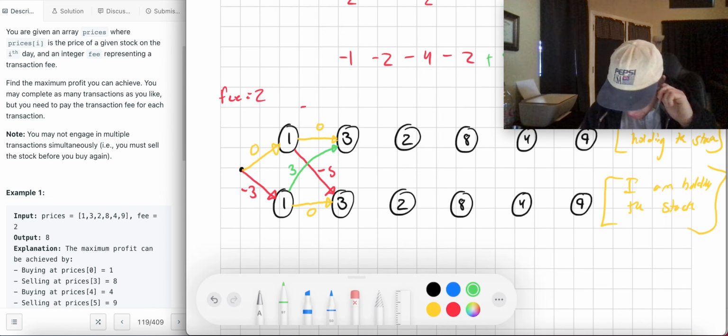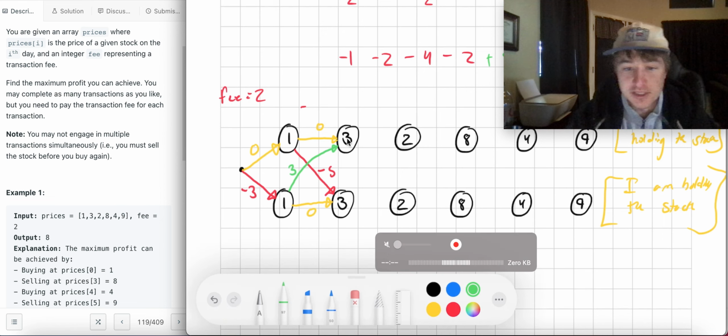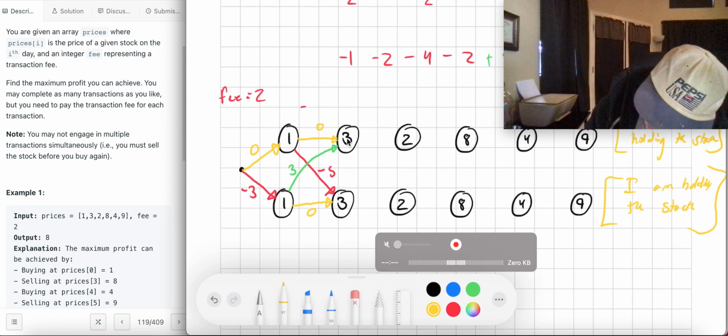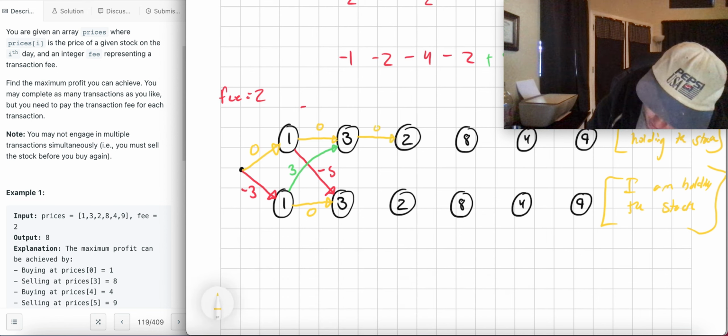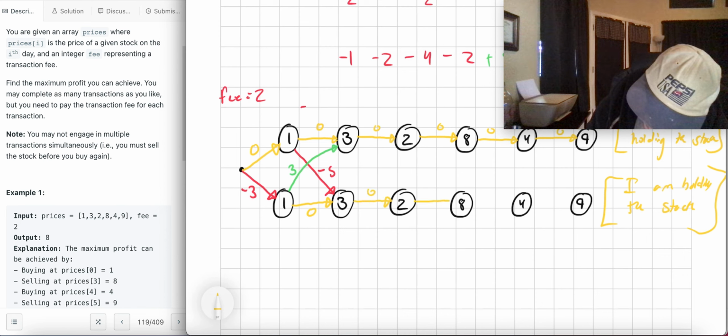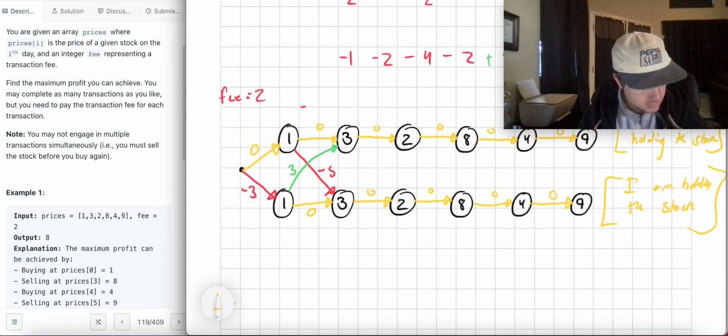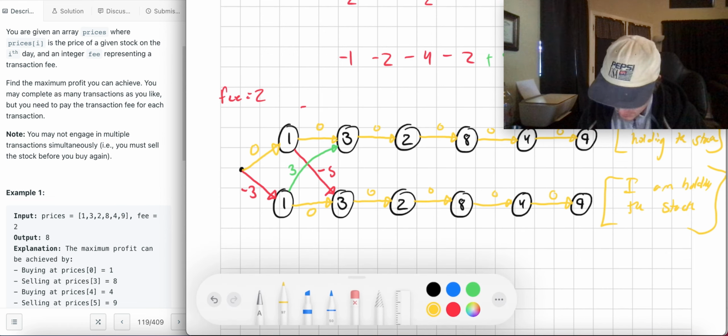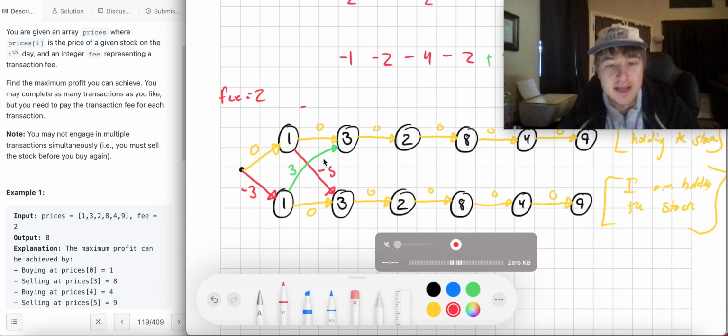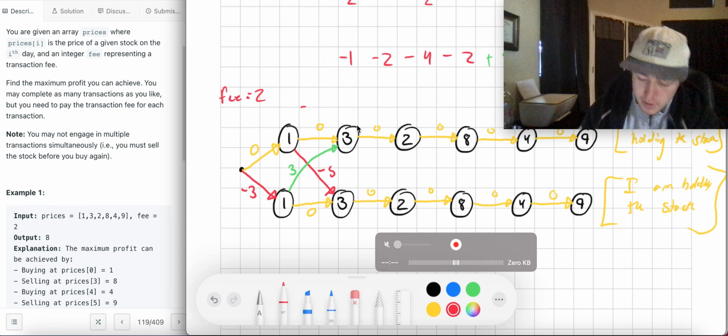When I'm at 3, well, I'm not holding the stock. So either I can continue to decide to not hold the stock. At any node, I can continue to decide to be in the same state. So just to speed up this whole process a little bit, in any state, I can decide that I don't want to change where I'm at. I want to keep holding or keep not holding, I guess. So at 3, since I'm not holding the stock, I can buy the stock.